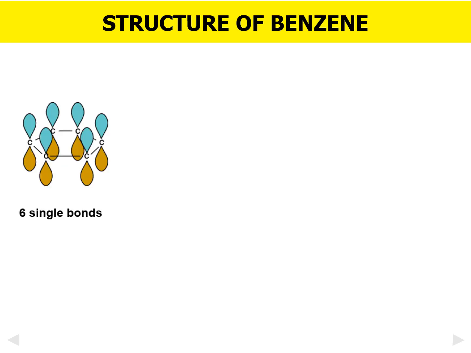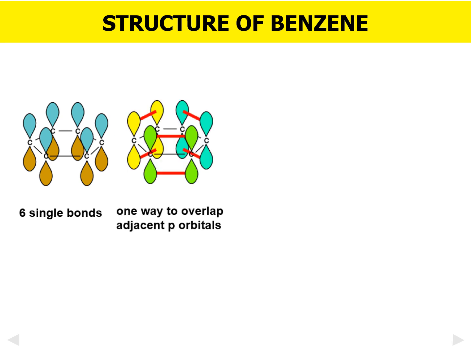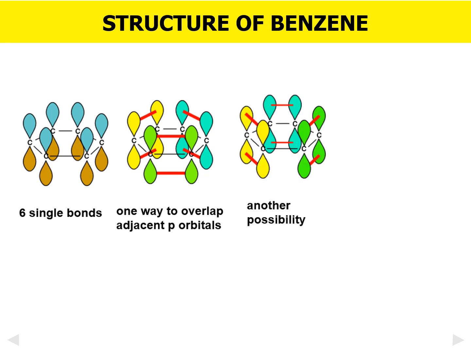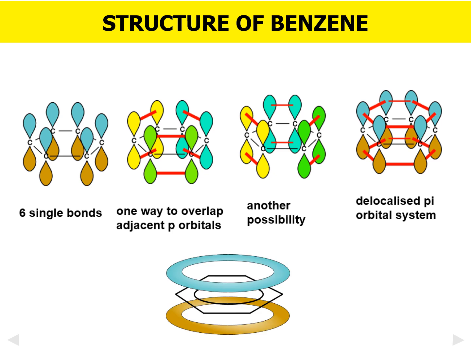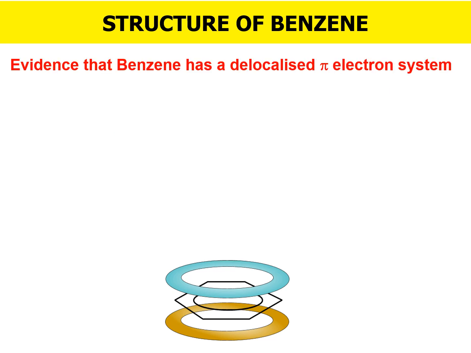In benzene, each carbon uses three of its outer electrons to form three sigma bonds to two other carbon atoms and one hydrogen. This leaves each carbon atom with one electron in a p orbital. The lobes of the p orbitals overlap sideways and the six p electrons delocalize and give regions of electron density above and below the ring. It is the delocalized ring of pi electrons which gives benzene its stability.